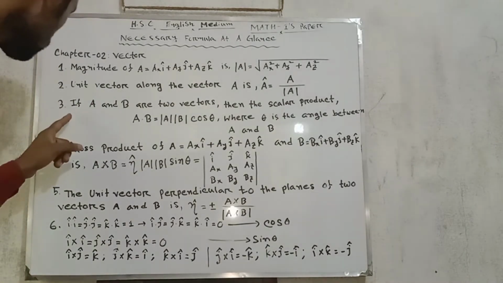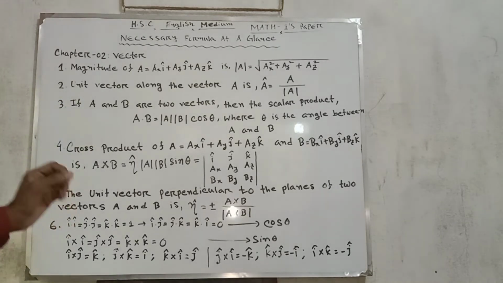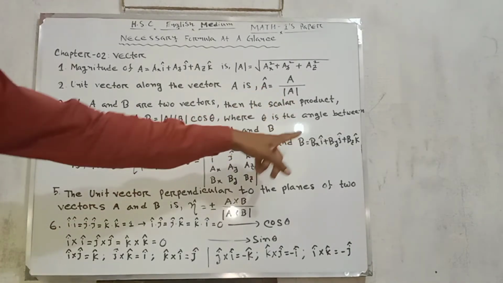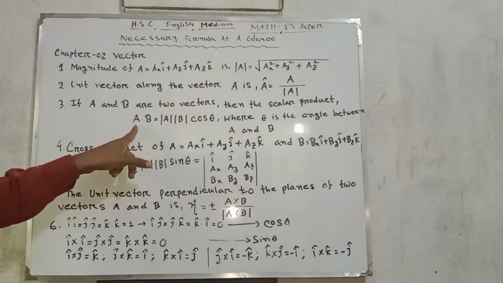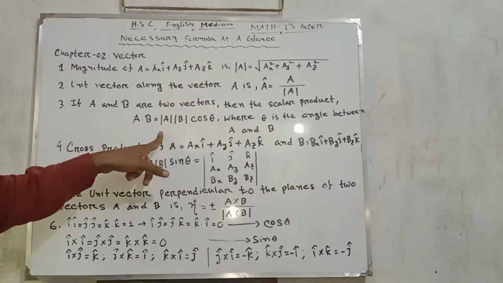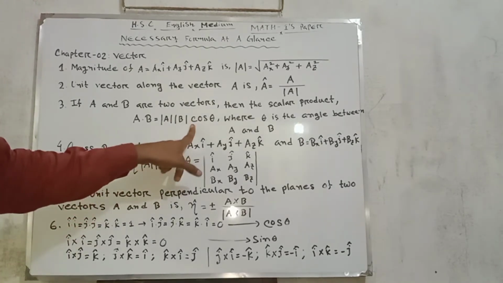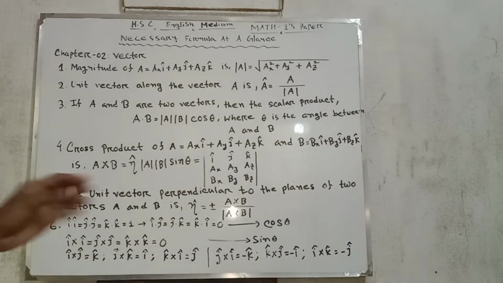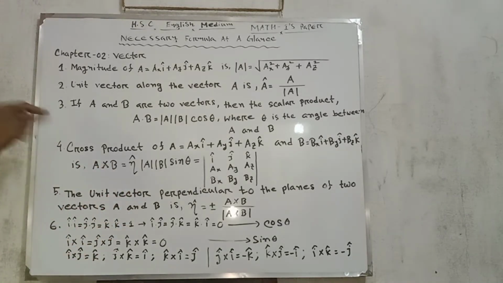Okay, next. Third formula: if A and B are two vectors, then the scalar product A dot B equals modulus of A multiplied by modulus of B multiplied by cos theta, where theta is the angle between A and B. Remember that it is the formula of 3.